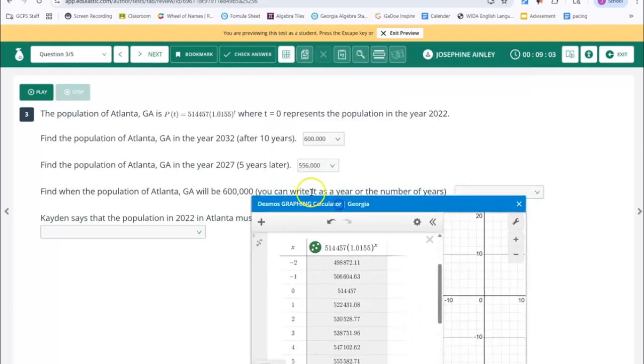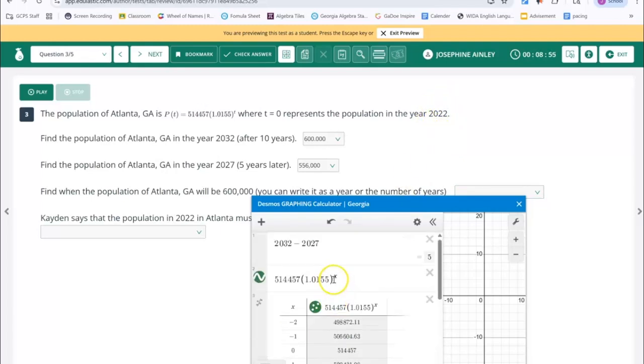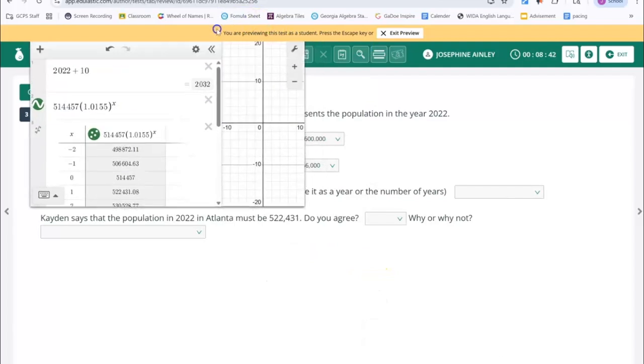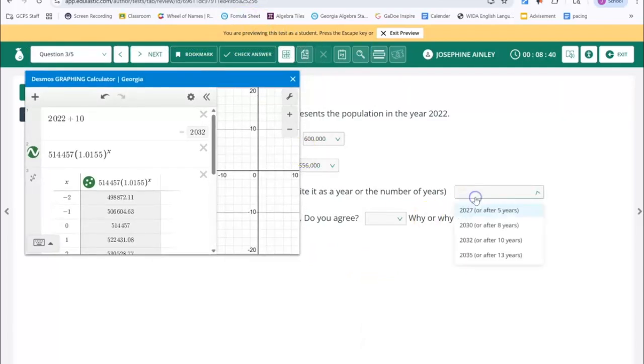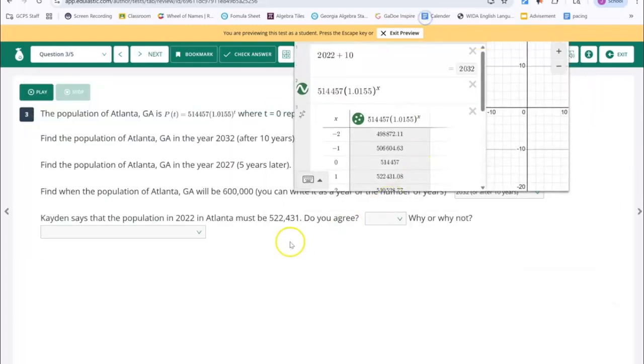And remember, this is not asking you really so much how many years, but the year. So it's going to be how long? 10 years later. So if I started in 2022, and I add 10 years, that's going to be 2032. So the answer is 10 years or in 2032. So 2032 or after 10 years. So again, this after 10 years is going to disappear because now I've done this question.